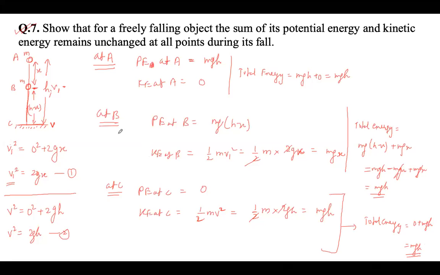So at all these places you can see, at A also the total energy is mgh. At any point, at a distance x from A, so x can be any point, right? It is a variable. So there also the total energy is mgh, and at C also the total energy is mgh. So this is what we had to show in this question, that for a freely falling object, the sum of its potential energy and kinetic energy remains unchanged at all points during the fall.